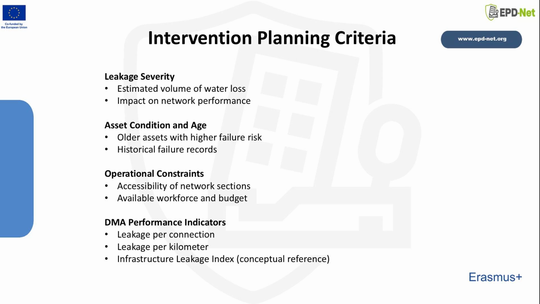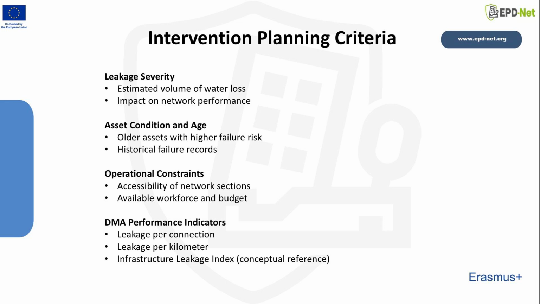Intervention planning requires clear criteria to determine where and how resources should be deployed. One of the primary criteria is leakage severity, which refers to the estimated volume of water being lost and its impact on overall network performance. Higher losses generally justify higher intervention priority.